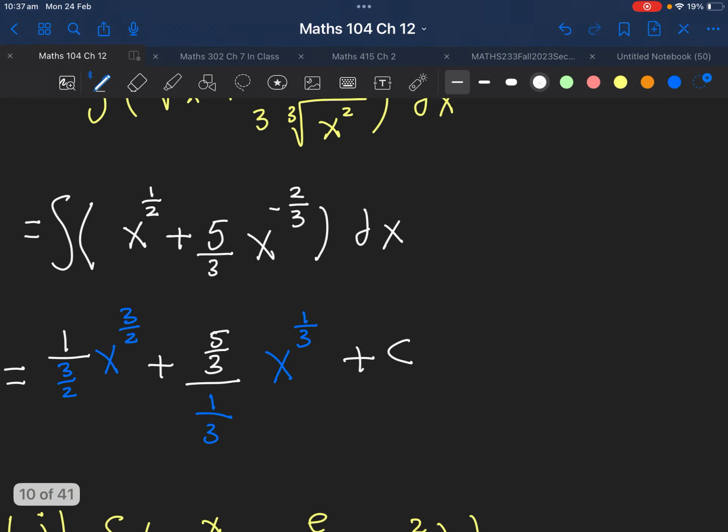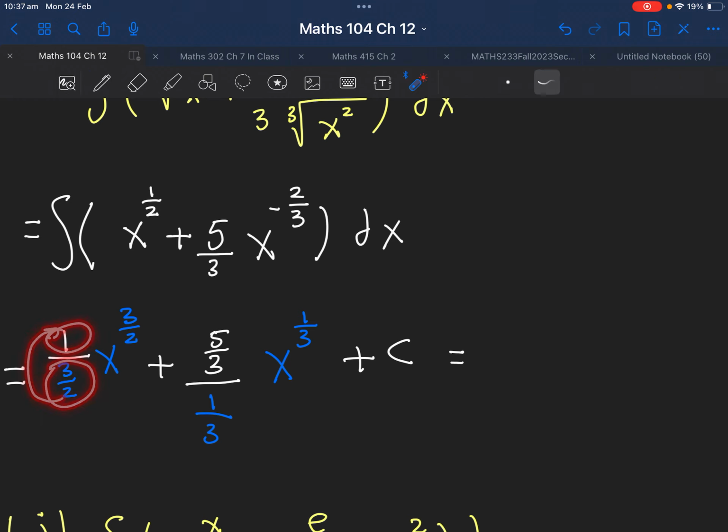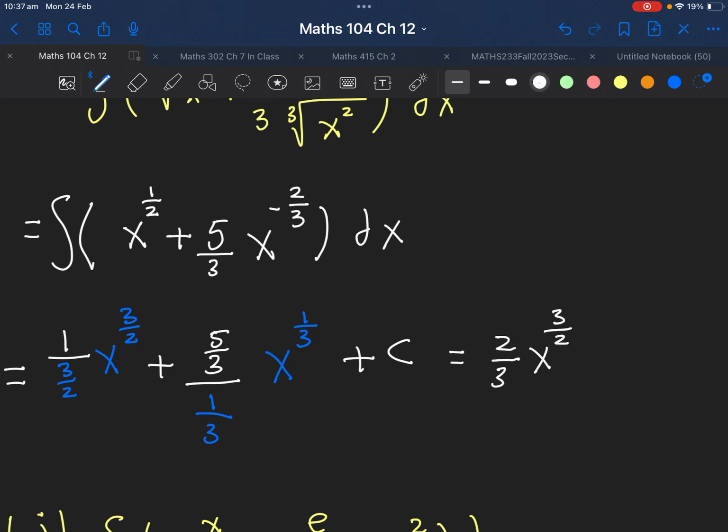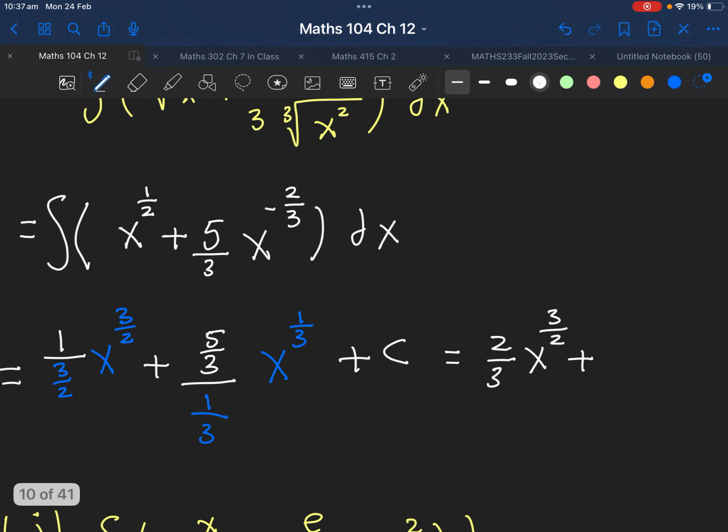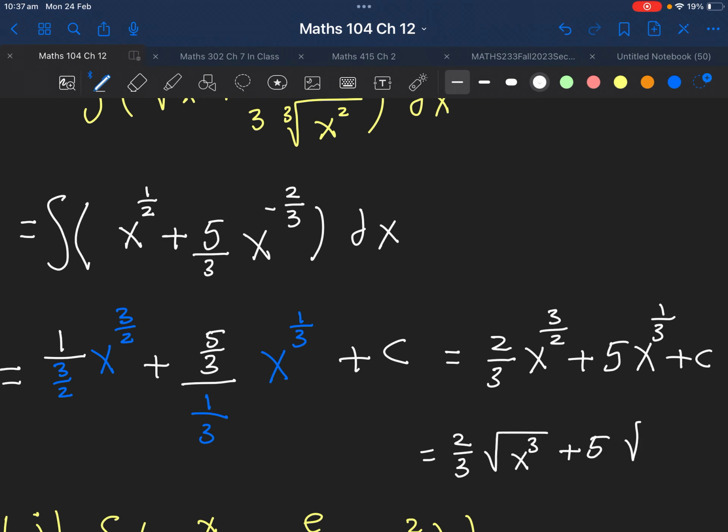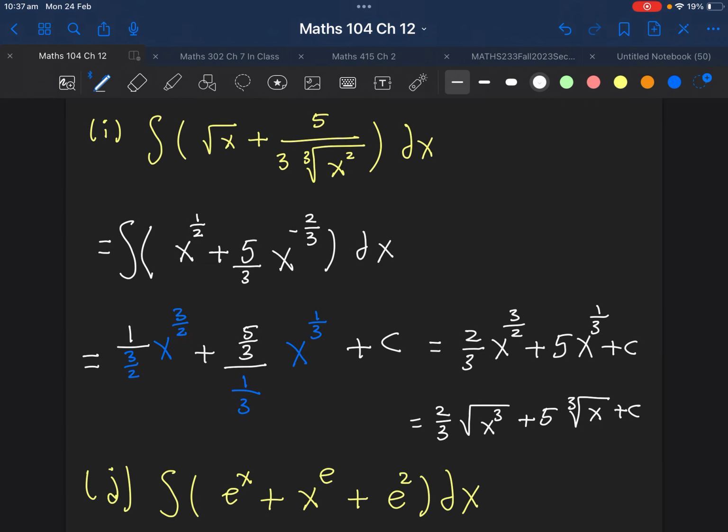Of course, this can be simplified. If you do in your calculator, 1 divided by 3 over 2, it means the 3 over 2 will flip. So you get 2 over 3 x power 3 over 2. The next one will become, again, the 3 will go up. It will be 15 over 3, which is just 5. x power 1 over 3 plus c. Sometimes I can even write it further as square root of x cubed plus 5 times the cubic root of x. And that's how we do this question.